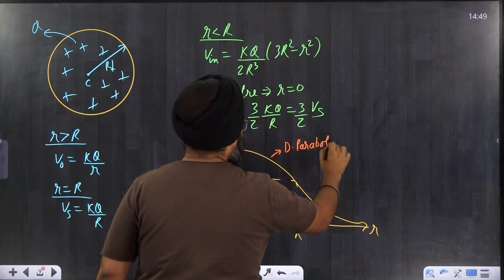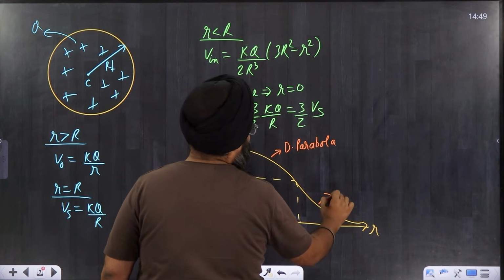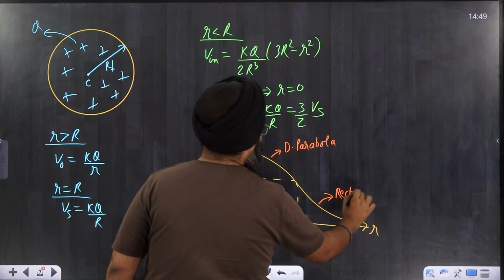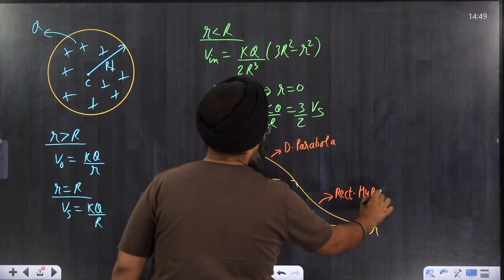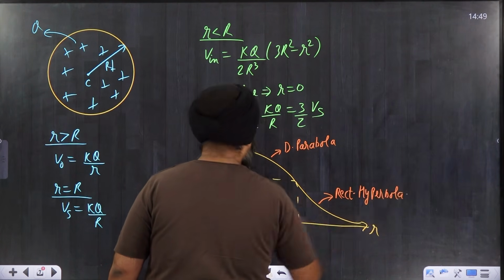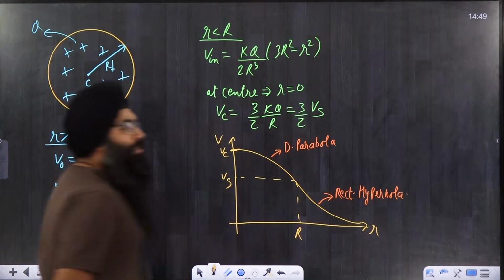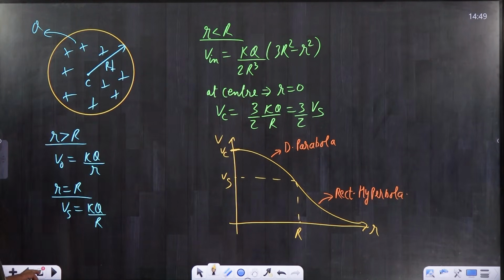D parabola means downward parabola, and this part is rectangular hyperbola. So I hope this result is clear to you. Remember all these results, they are very important. You have to remember these.